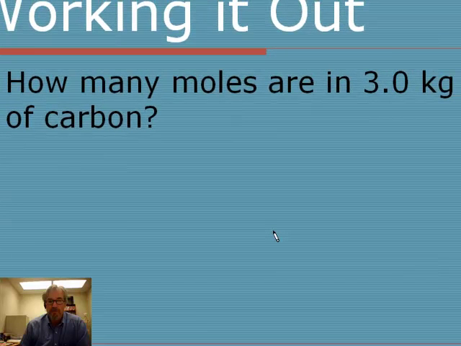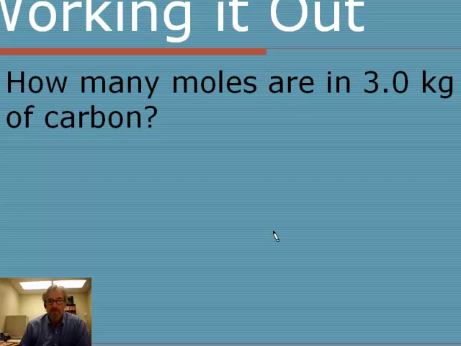How many moles are in 3 kilograms of carbon? Well, I'm going to set this one up in dimensional analysis, and here's why. Because it's a multi-step thing. I would have to do 2 proportions or convert kilograms into grams because I don't know how many kilograms are in a mole. So here's what I can do.